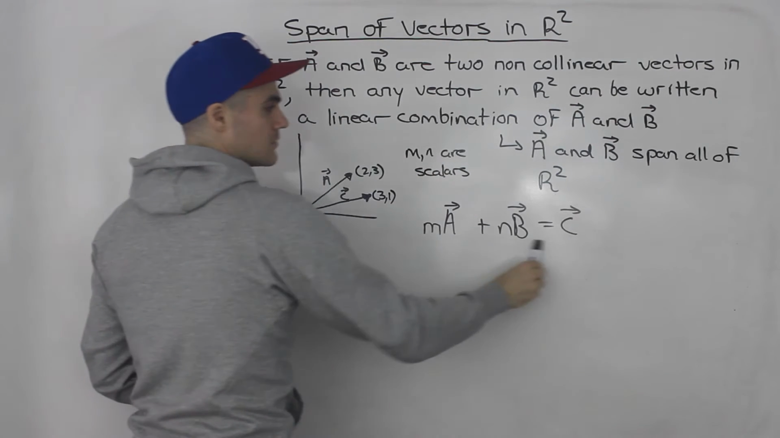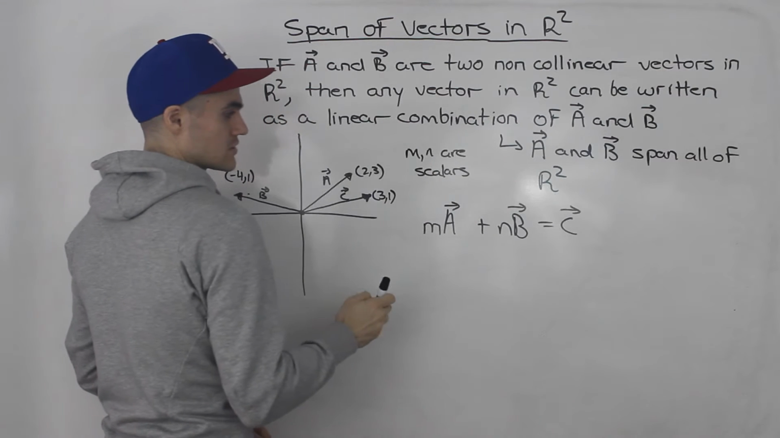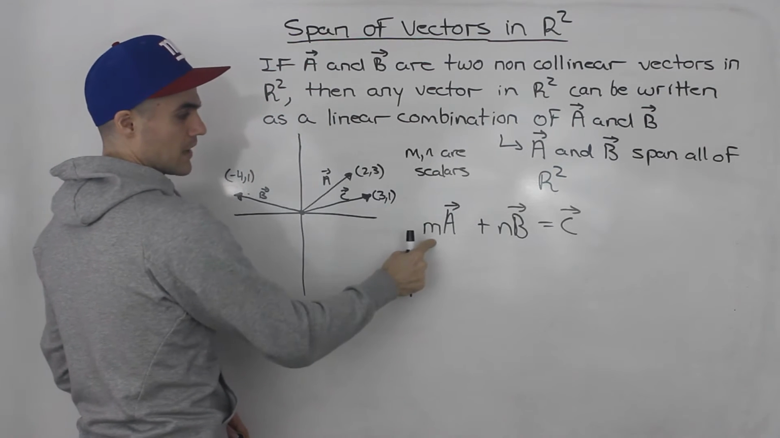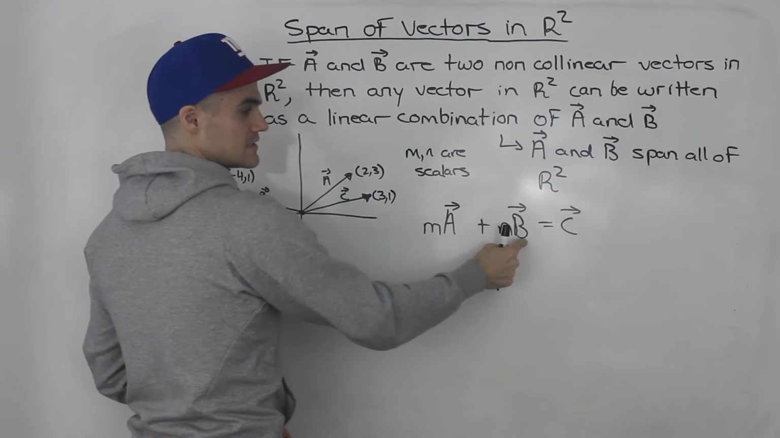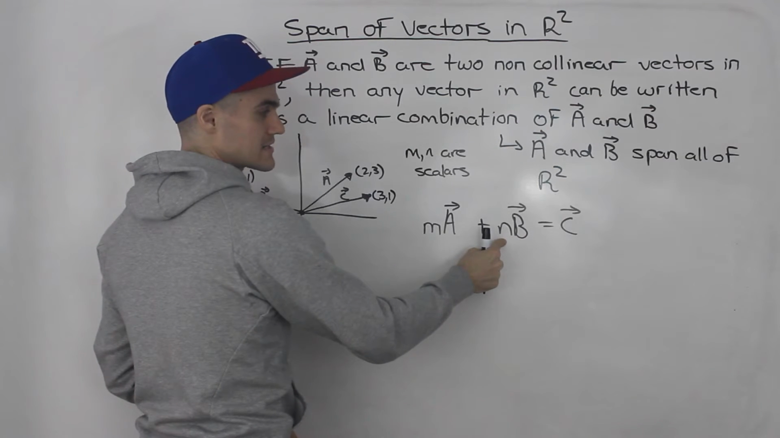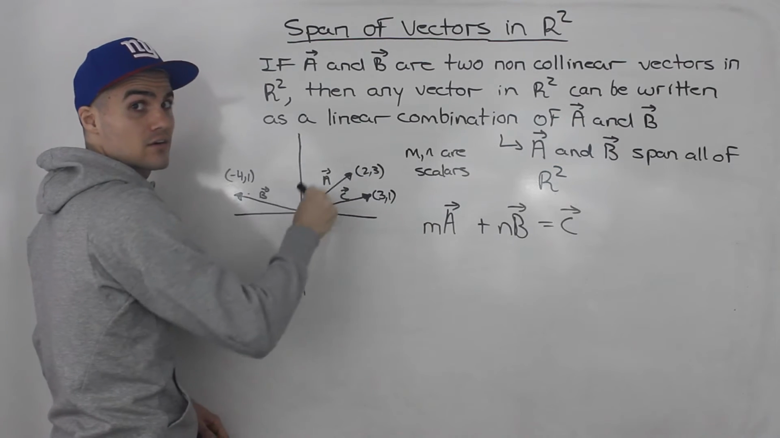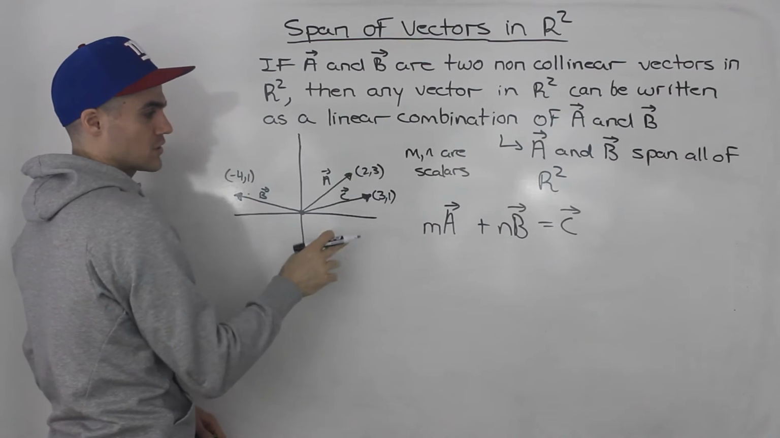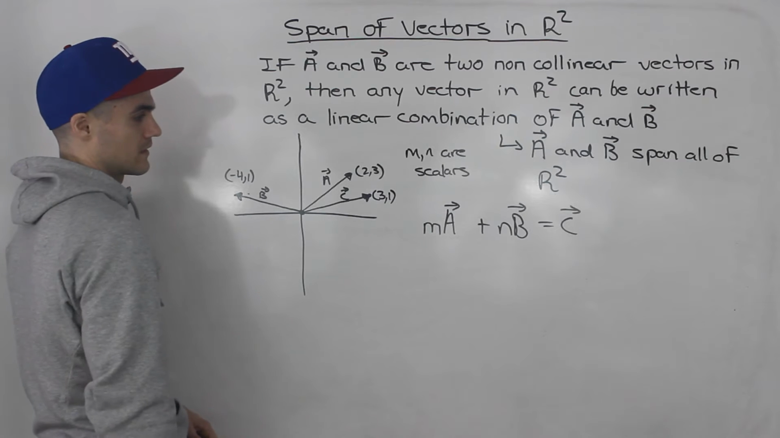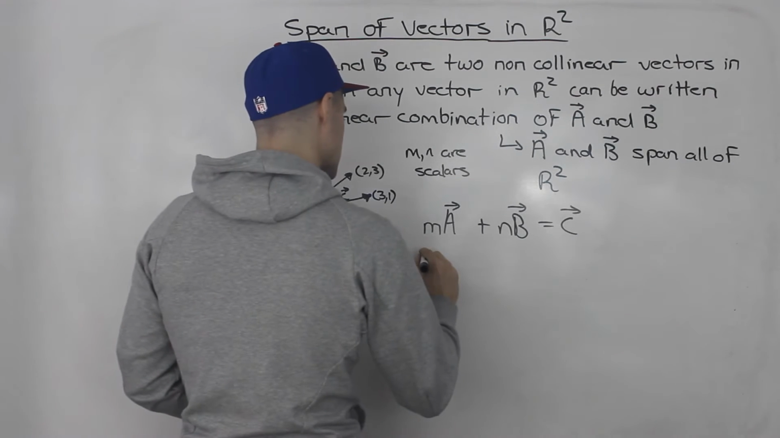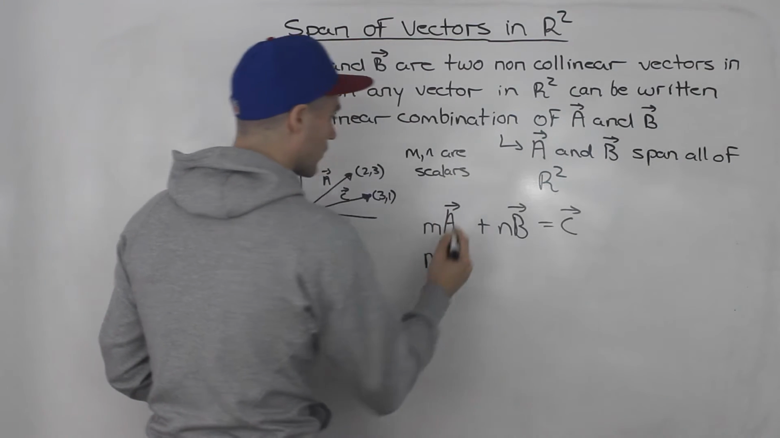So this is what they mean by a linear combination. You can take vector A, multiply it by a scalar, plus take vector B, multiply it by a scalar, and that will give us vector C. In fact, it will give us any vector in R squared, but for now we're just going to work with this vector C here.